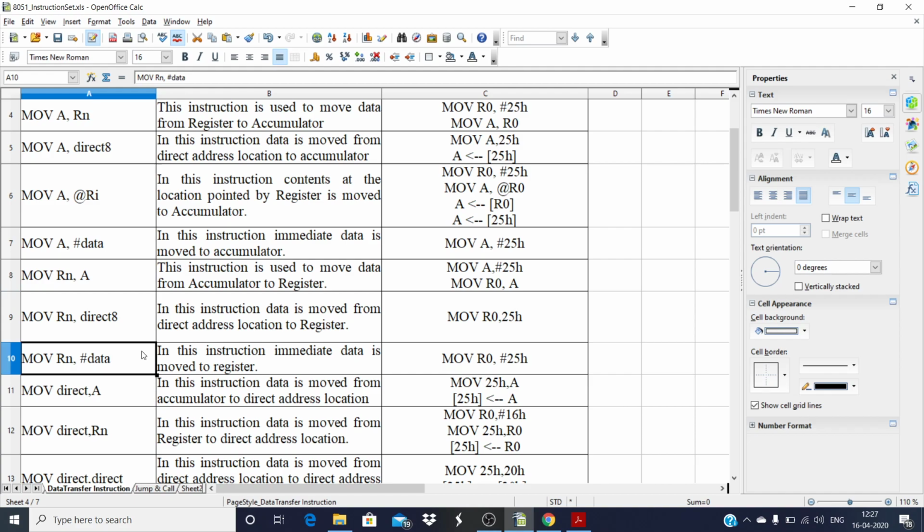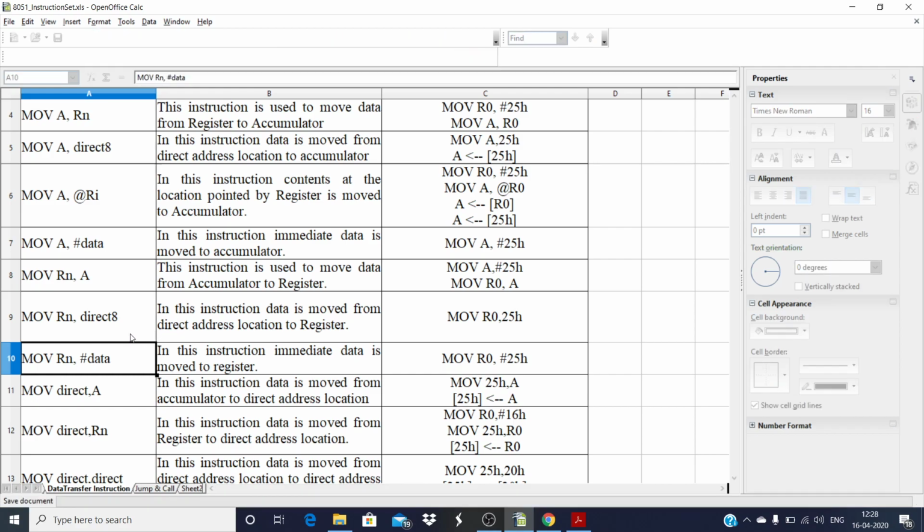We cannot move from register to register. We can have that same effect with the help of addresses, register comma address, register comma address. You can have that effect with the help of those instructions.